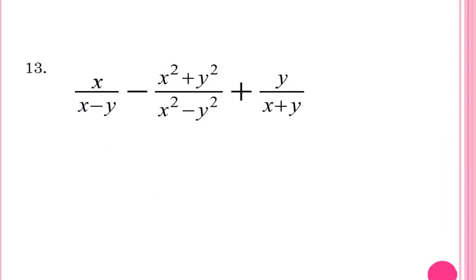Alright, number 13, this is the last one on this video. And so there are 3 fractions we're adding together. So pause it, see if you can get it, and then come back and see if you get it right.